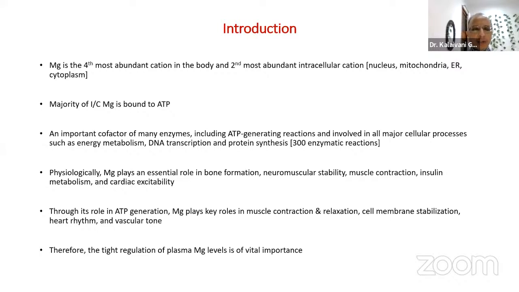Majority of the intracellular magnesium is bound to ATP. And as we know, magnesium is an important cofactor for many enzymes, including ATP generating reactions. Physiologically, magnesium plays an essential role in bone formation, neuromuscular stability, muscle contraction, insulin mechanisms, as well as cardiac excitability. Through its role in ATP generation, magnesium plays key roles in muscle contraction, relaxation, cell membrane stabilization, heart rhythm, as well as vascular tone.